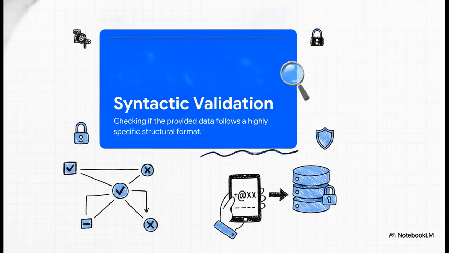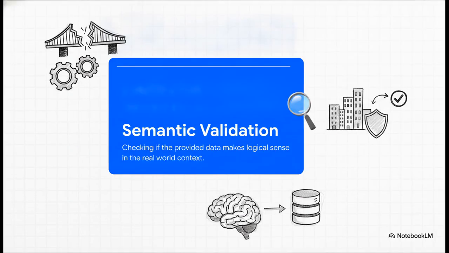Does it have an @ symbol? Does it have a valid domain at the end? Or for a phone number, does it have a country code followed by 10 digits? Syntactic validation ensures the structural formatting is exactly what the API expects it to be. Next, we have semantic validation. Now, this one is fascinating because even if the data's syntax is perfectly formatted, it still might be utter nonsense in the real world.